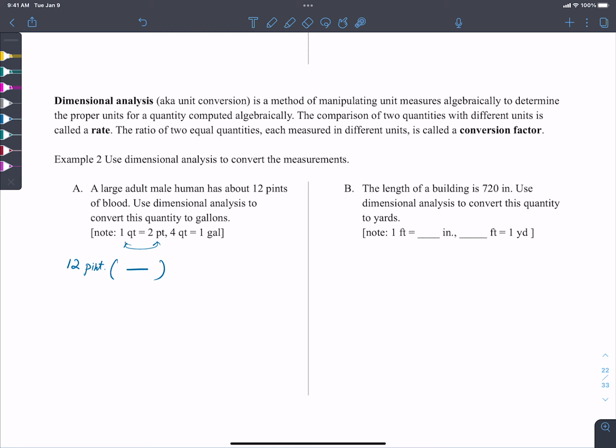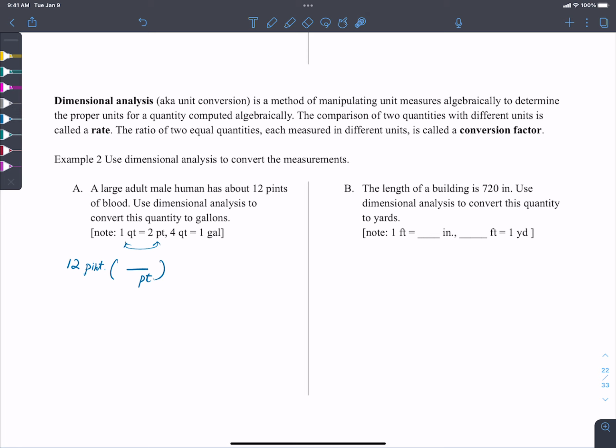If you have a value up top divided by the same equivalent value, when you divide by something of equal value, that's equal to 1. What happens when you multiply by 1? Nothing. That's the beauty of multiplying by 1. Right. But we don't want pint. So how do we cancel that? How do we get rid of it? Well, by putting pint on the denominator.